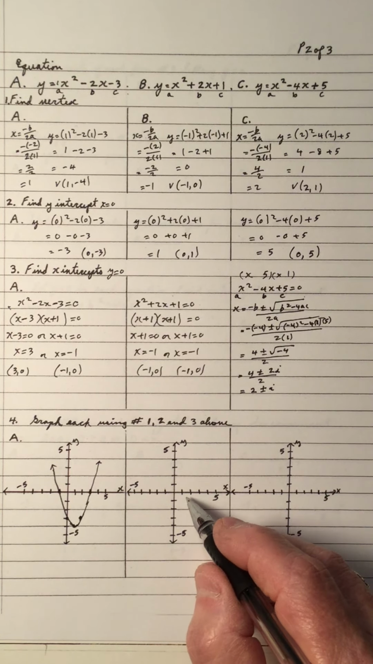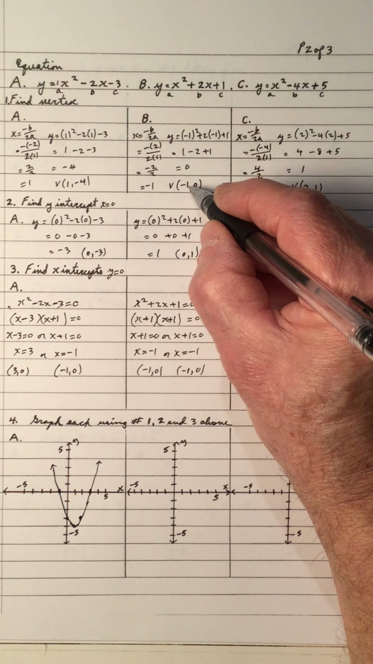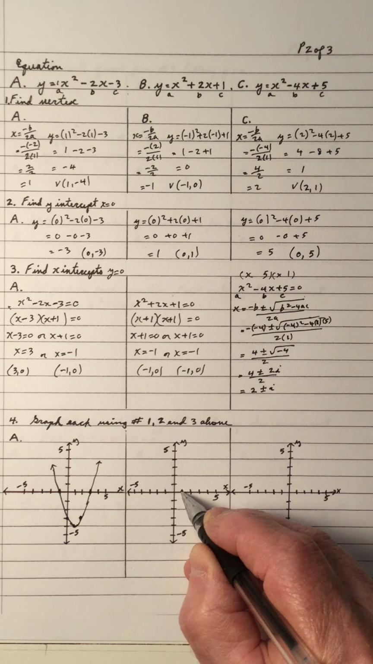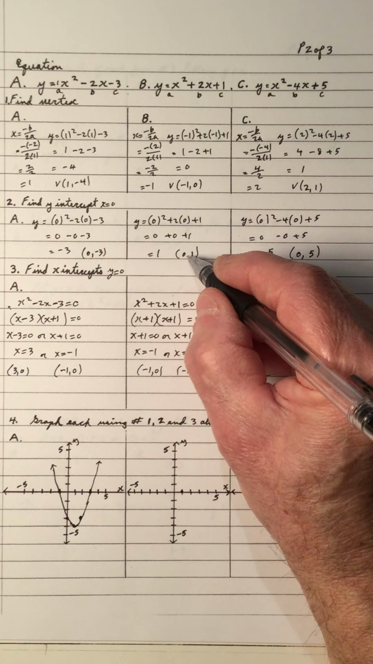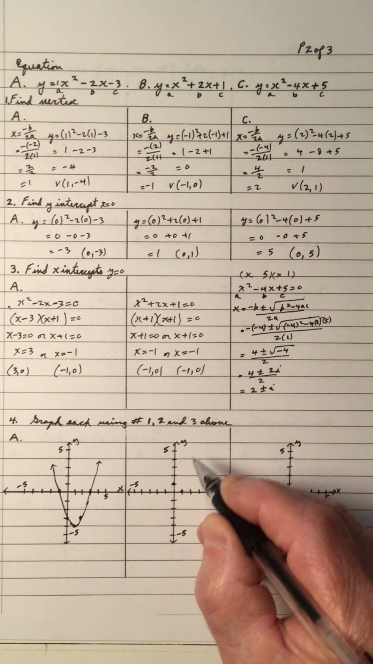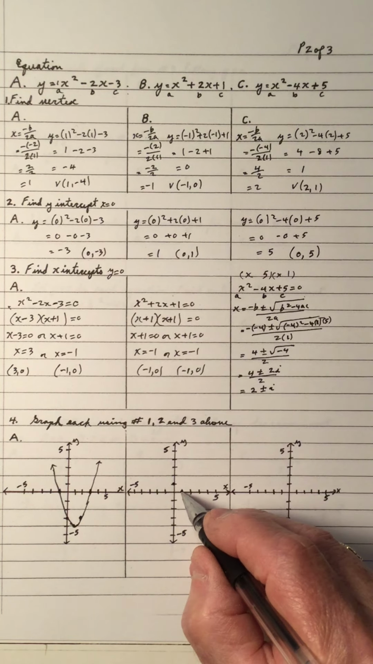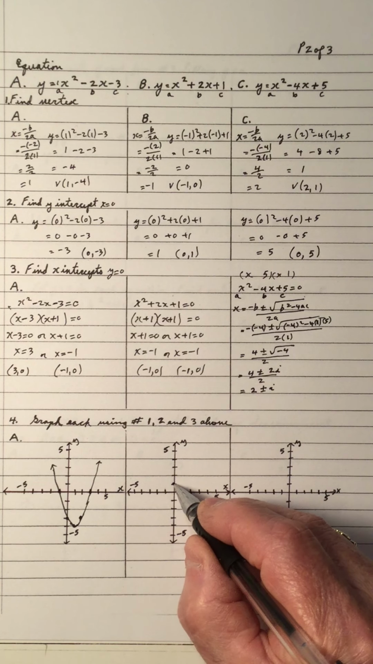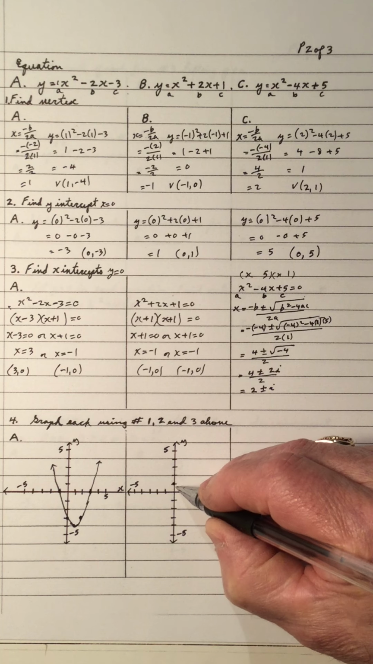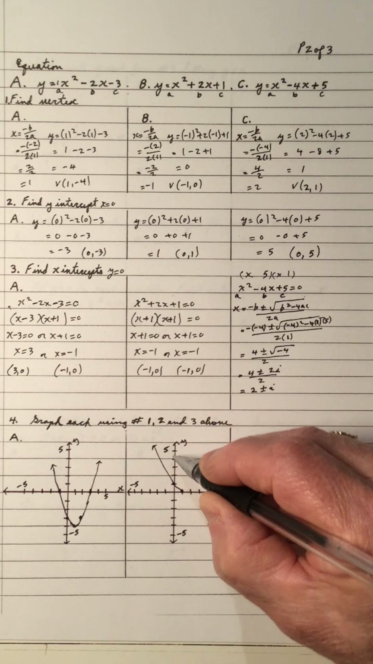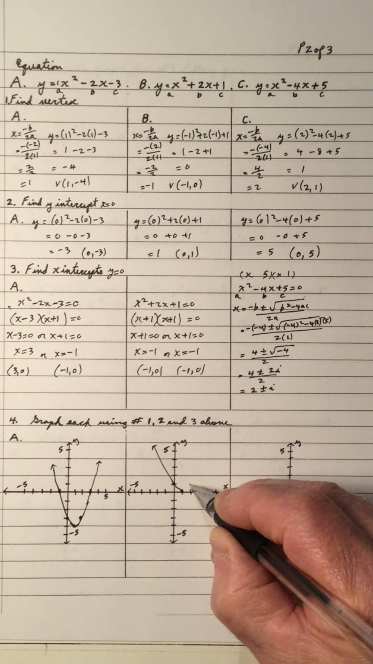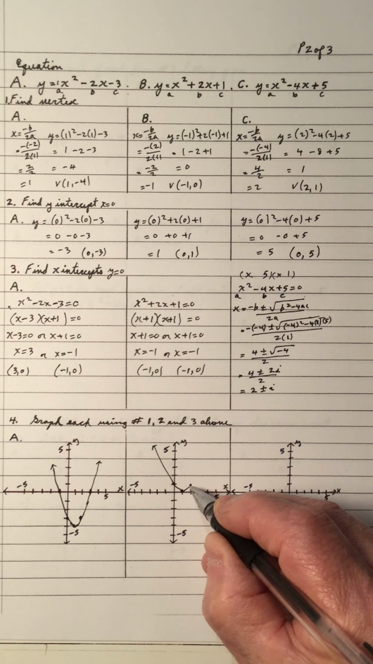And let's do B. The vertex is (-1, 0). x is -1, y is 0. The y-intercept is (0, 1). x is 0, y is 1. And the x-intercept is (-1, 0). So this is the vertex, so it leaves here and goes up through like this. So 1 unit to the left is 1, so 1 unit to the right, we should have a 1 because it's symmetrical.